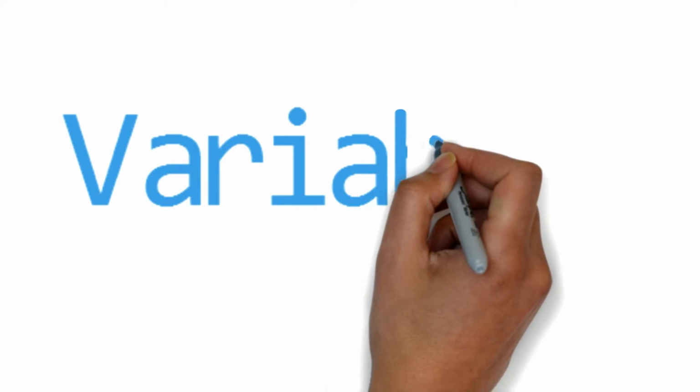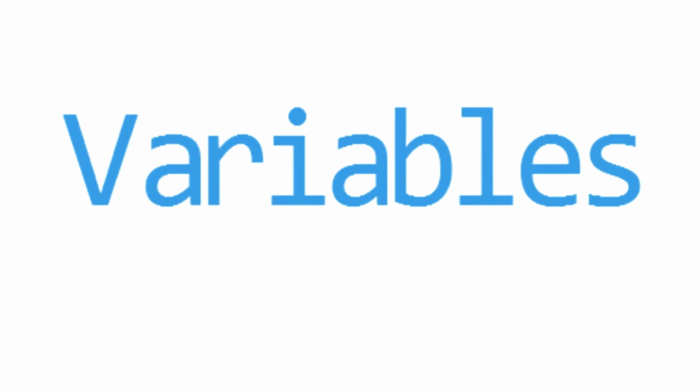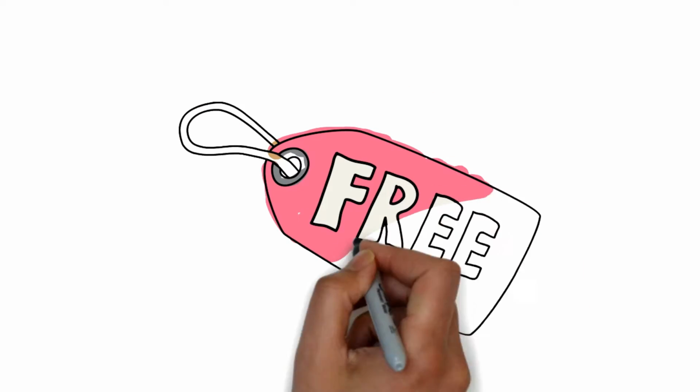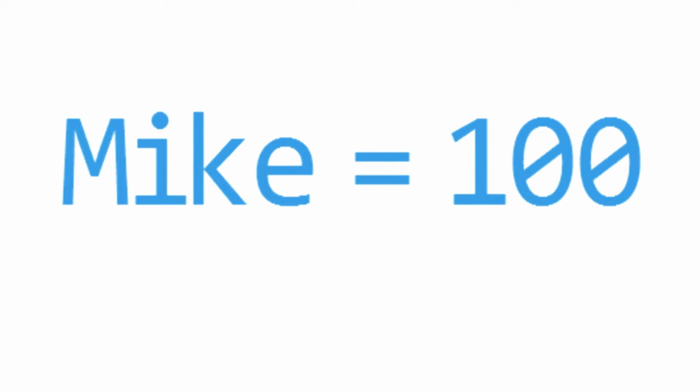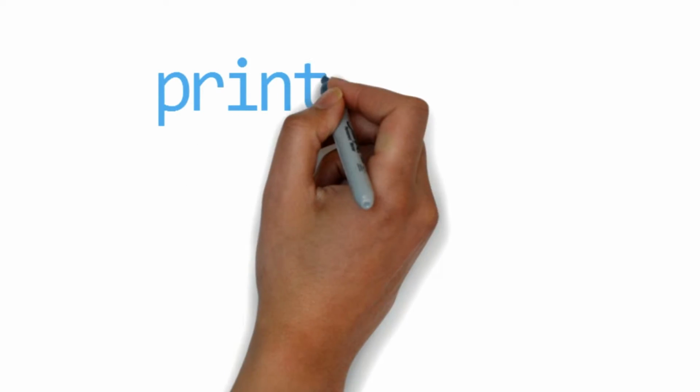Now we're going to learn a very important concept in programming, and that is a variable. Variables are a way of storing things in a computer program. The word variable in programming describes a place to store information such as numbers, text, lists of numbers, and so on. It's kind of a label. For example, if we say Mike is equal to 100, here we are fixing the variable to 100. For that, we simply write Mike, give it an equal to symbol, and then use 100. If we now print Mike, we get the result 100.